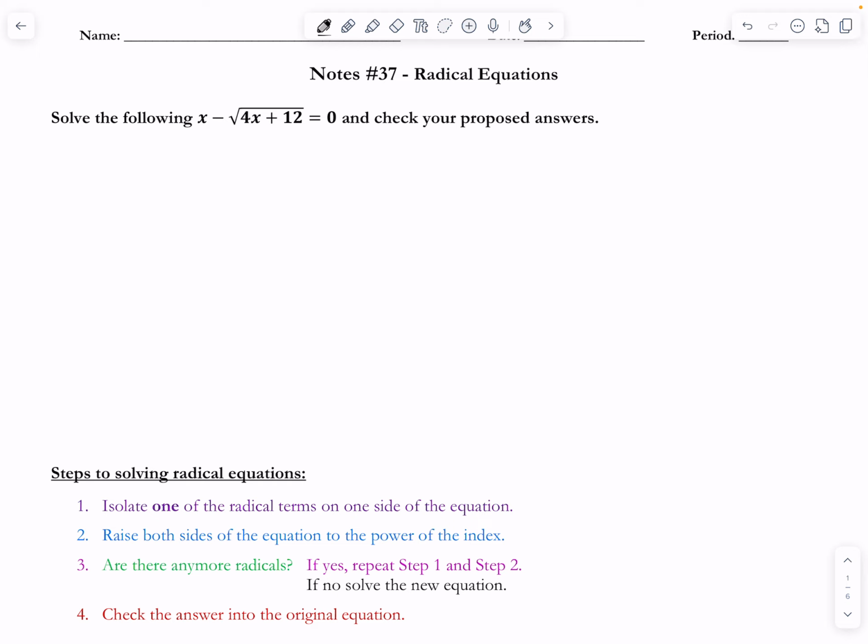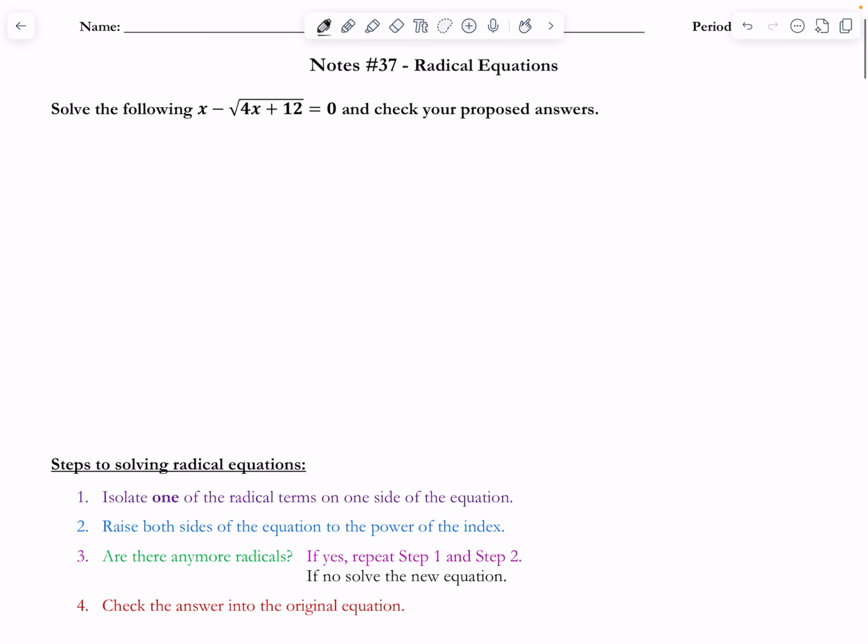It says to solve the following equation and then check the answers. Always want to check with these because you're going to get some answers that may not actually work, right? We've used that term before in our rational equations. Those are called extraneous solutions.